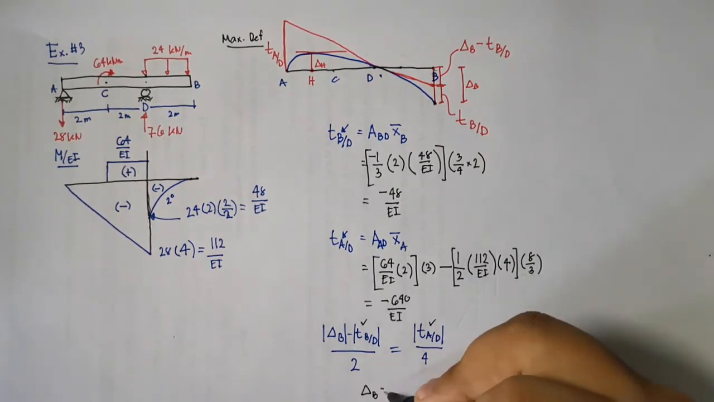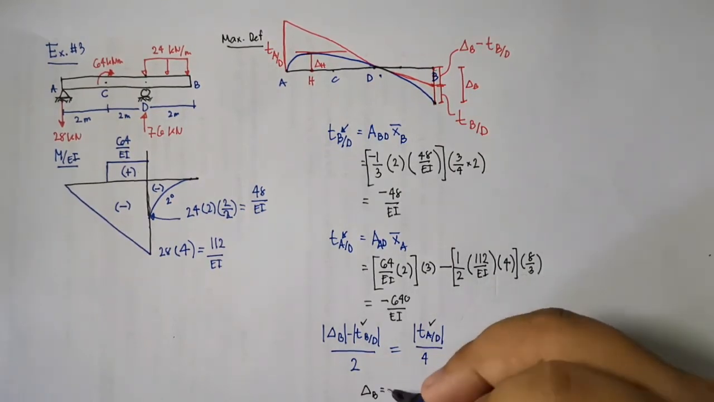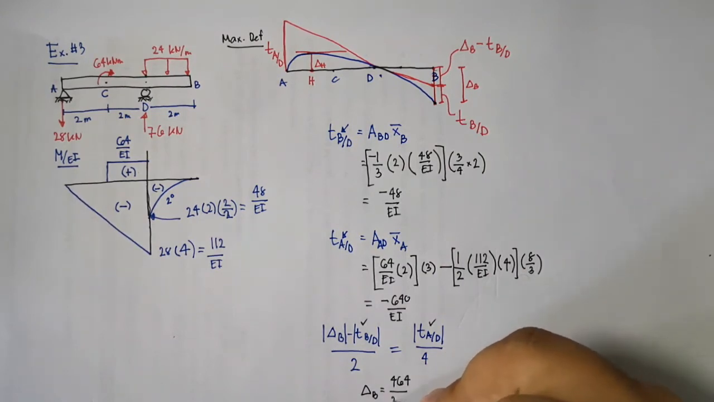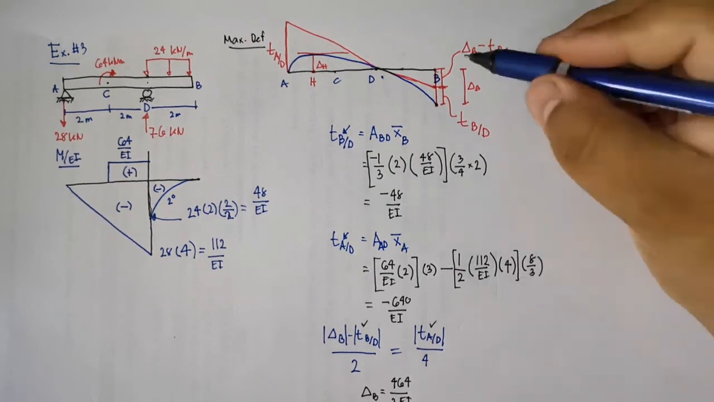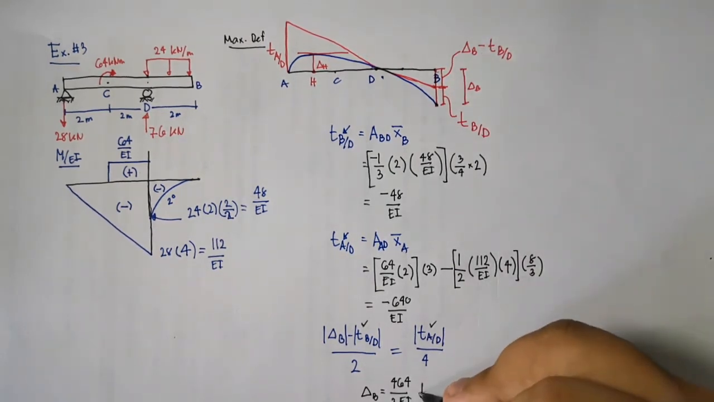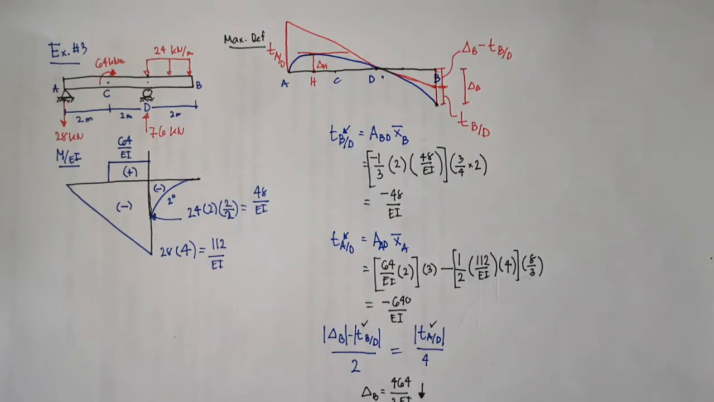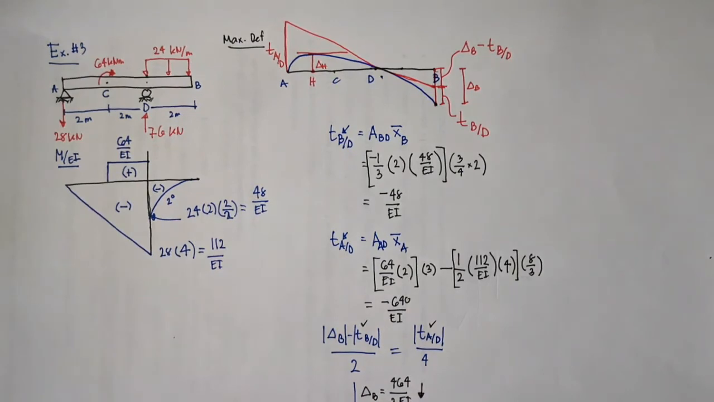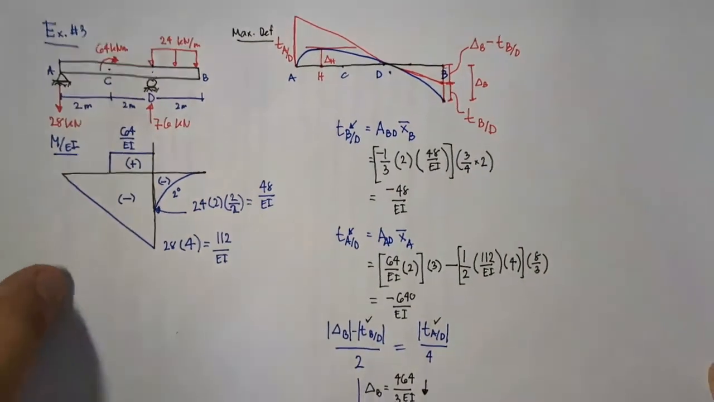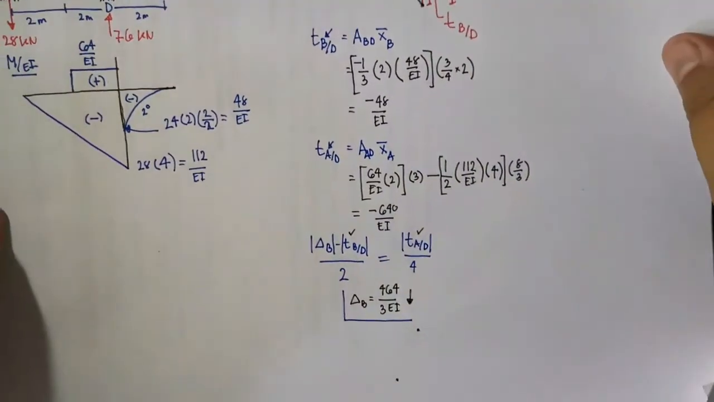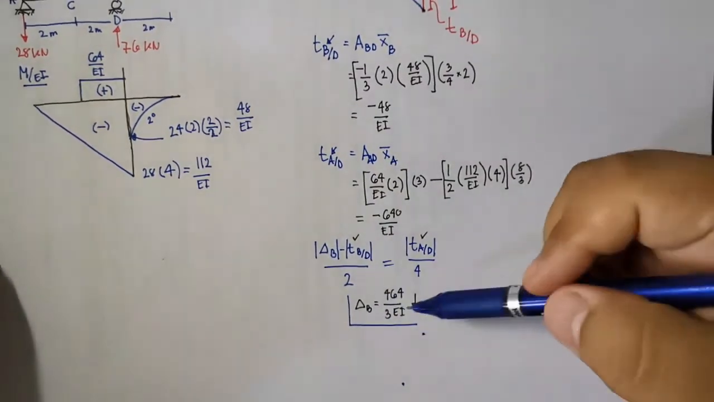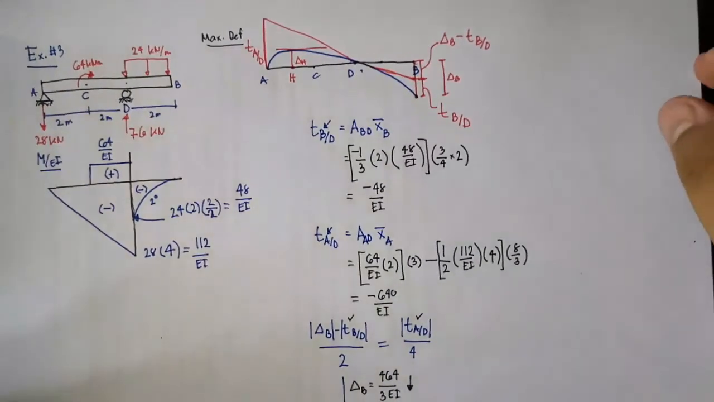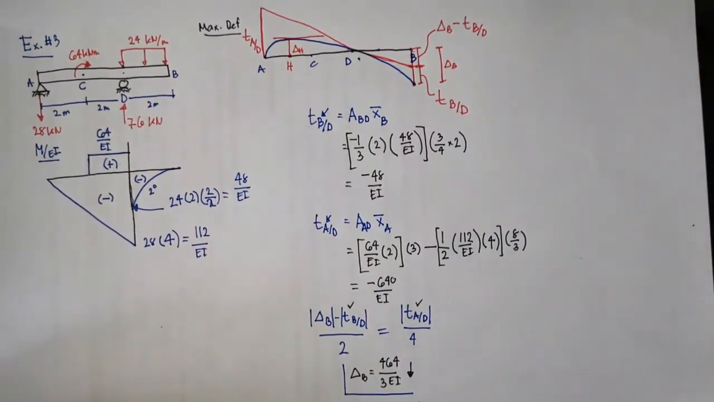Delta B equals 464 over 3 EI. Now, the diagram says this must be downwards. No value was given for EI, so we just leave it in terms of EI. So, that is the answer: 464 over 3 EI, downwards. Okay?